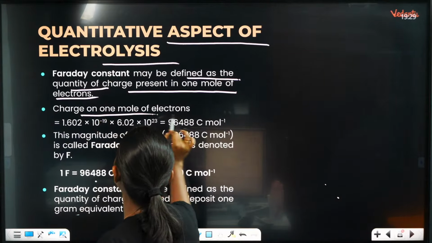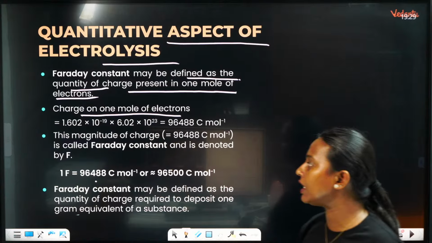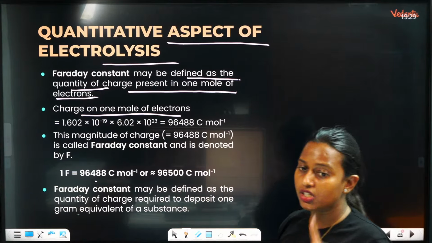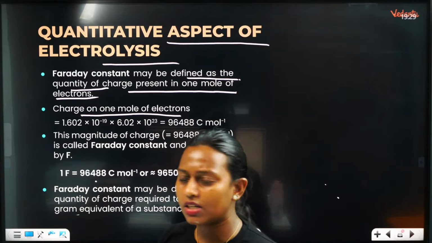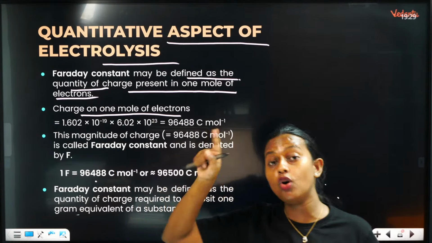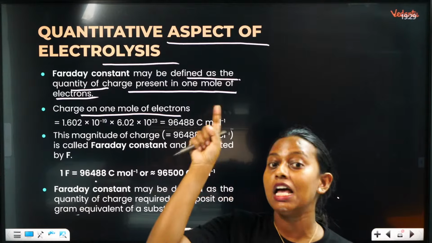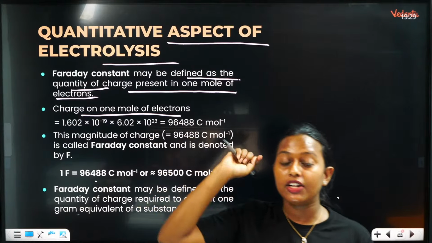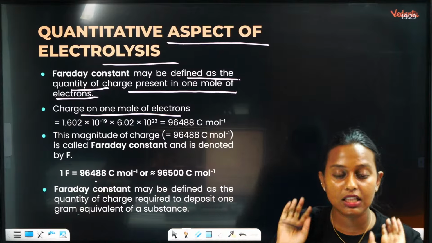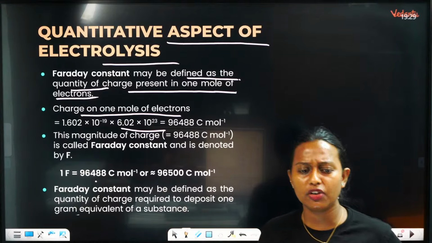We know that 1 mole means 6.022 into 10 raised to 23. The charge on 1 electron is 1.602 into 10 raised to minus 19 coulombs. So 1 mole is 6.022 into 10 raised to 23 electrons.